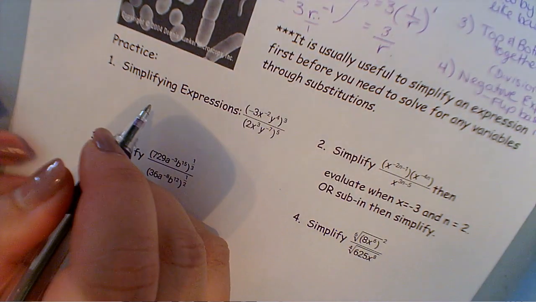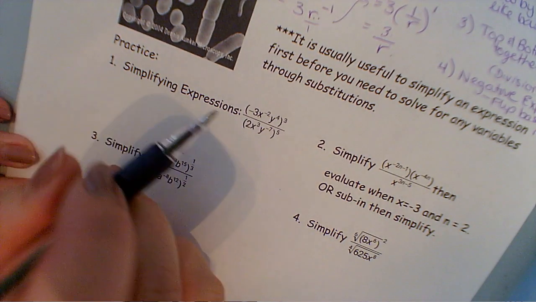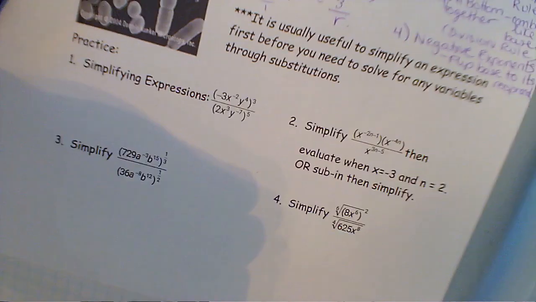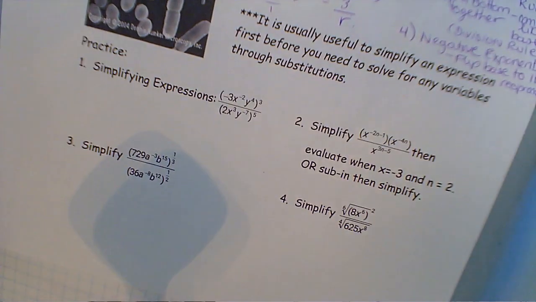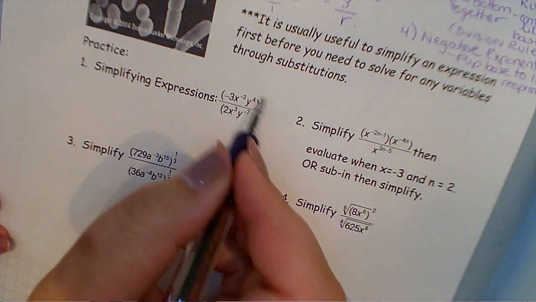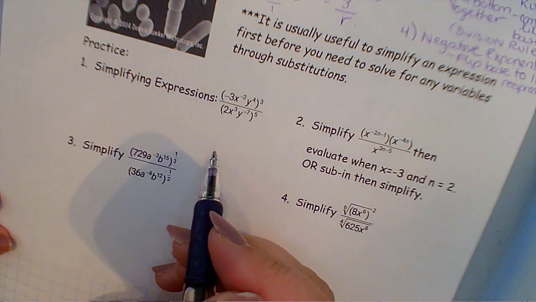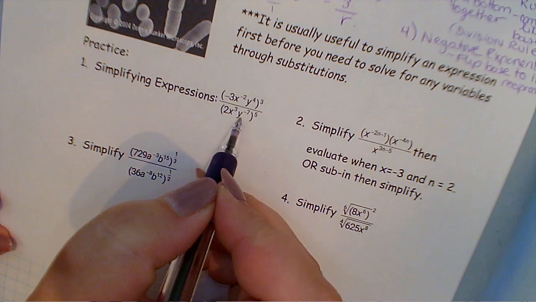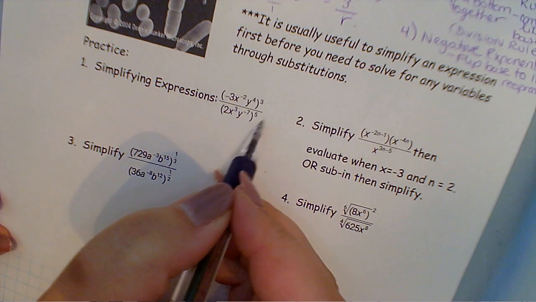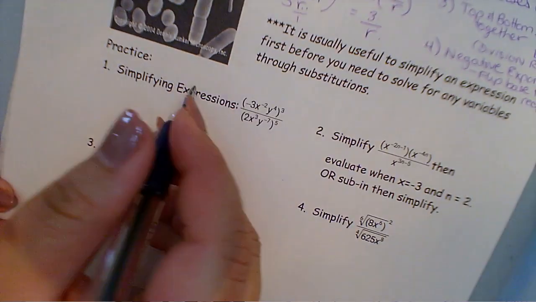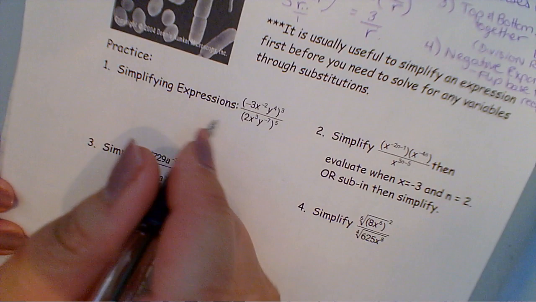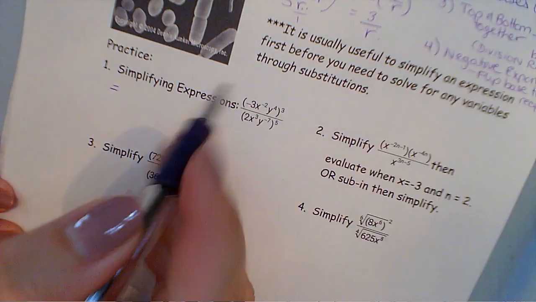Okay, so simplify this expression. We have negative 3 to the exponent negative 2, y to the power 4, all cubed on top, and then 2x cubed y to the negative 7, all to the power 5 on the bottom. So, equal sign. Step 1, double exponents.